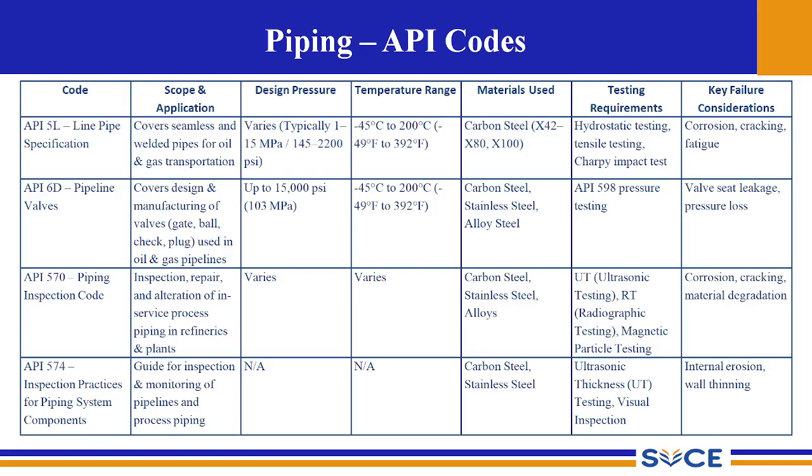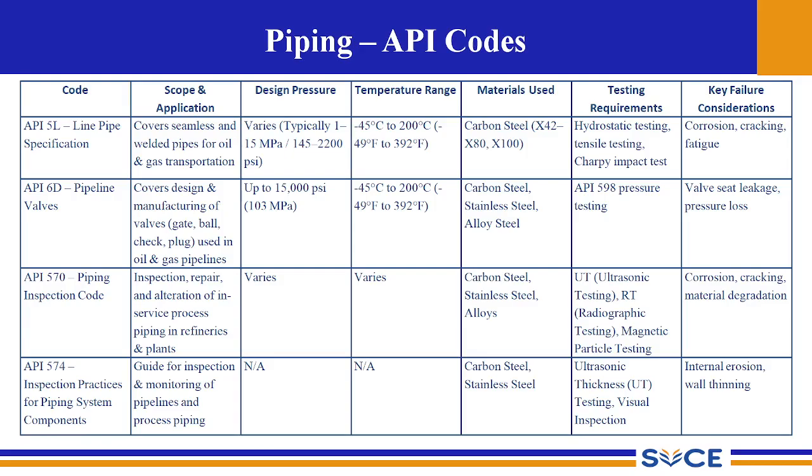Then API 6D, that is the pipeline valves. This will cover the design and manufacturing of all the valves that are used in oil and gas pipelines. Here the design pressure is up to 103 megapascal. The temperature range is minus 45 degrees centigrade to 200 degrees centigrade. The materials that will be covered under this API 6D are carbon steel, stainless steel and alloy steel. Then the testing requirements, we need to follow one more code, that is API 598 pressure testing. Then key failure considerations, this code covers the valve seat leakage and pressure losses.